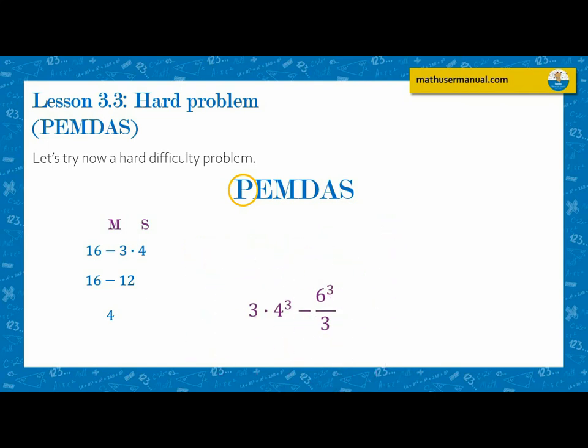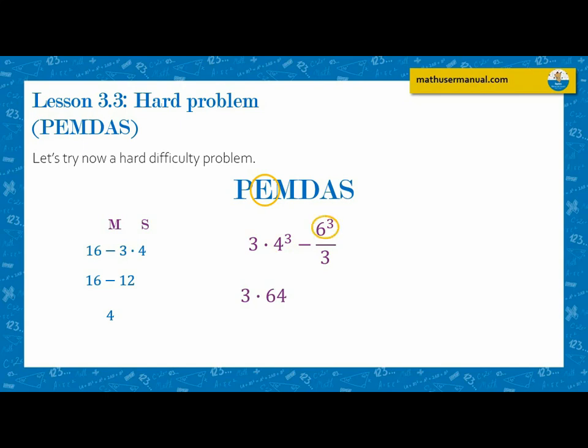But let's clean up the space a little bit. We still need to do more operations on this problem in order to finish. We already did the parentheses, so now we move on to the exponents. Do we have exponents? Yes. We have the 4 to the power of 3, which is equal to 64. We had 3 times 4 to the power of 3, so it's now 3 times 64.